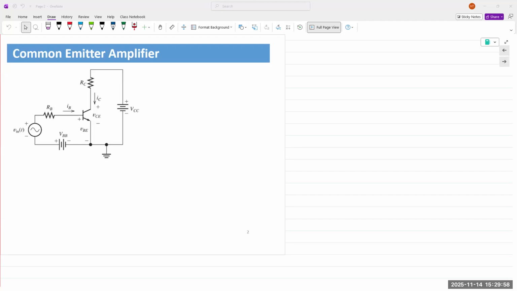Okay, so everybody is by now, I'm assuming, familiar with the common emitter. Okay, there it goes, the rooster. Somebody on Zoom, please send a message.